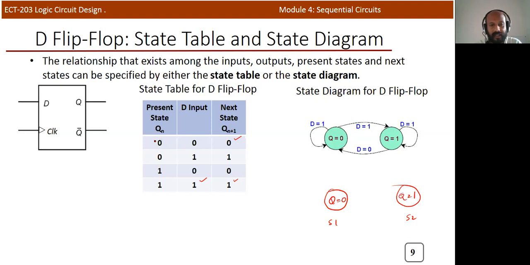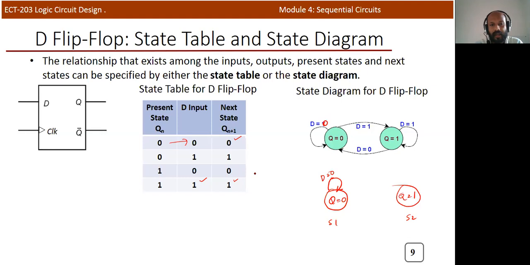Present state is 0 and the D input is 0. What happens? If D input is 0, next state is also 0, so it goes back to this same state. If Q is 0 and D input is 0, we again go back to the initial state. There is a small correction here: this is not 1, this is 0 actually.